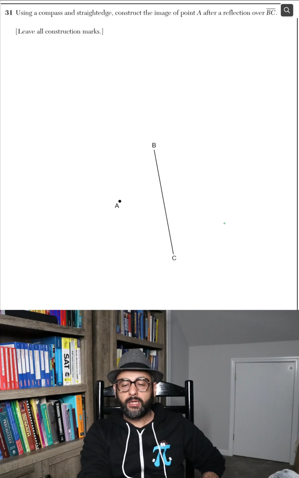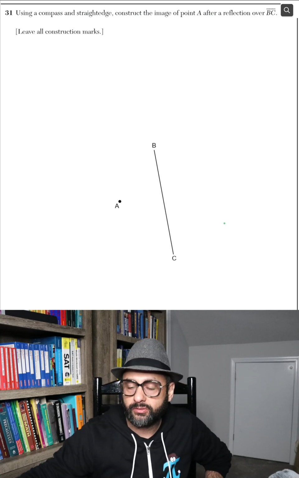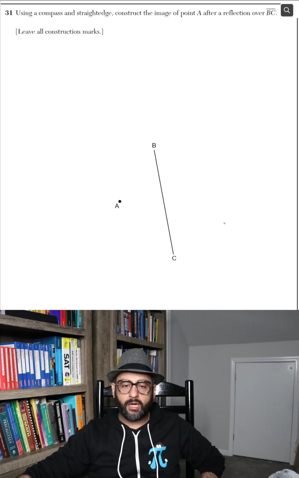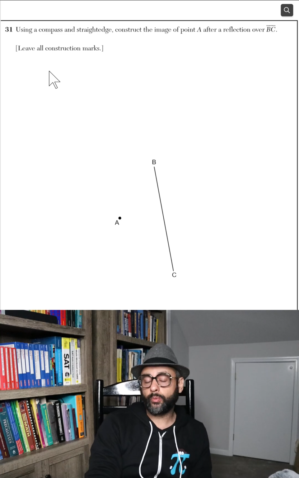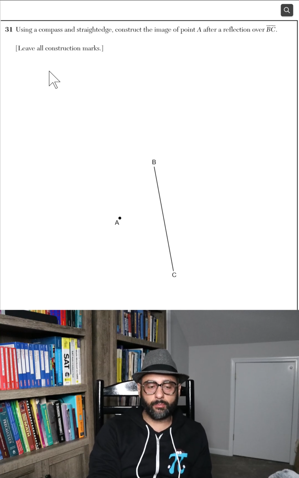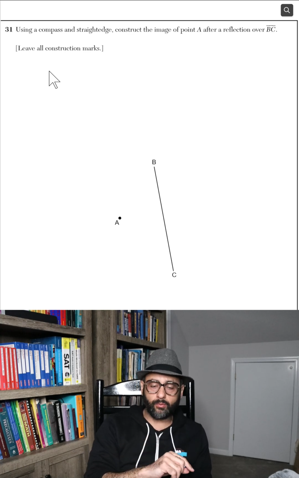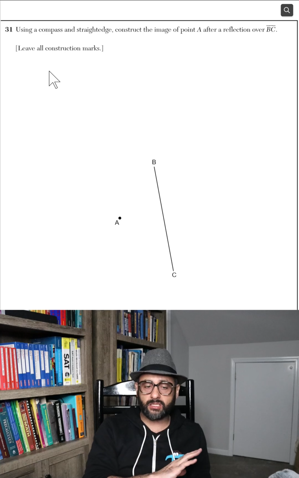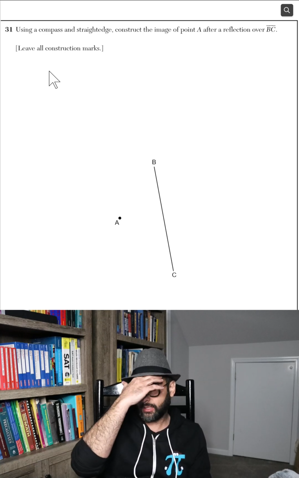Congratulations on that. Number 31, using a compass and straightedge, construct the image of point A after a reflection over BC. Leave all construction marks. Now, this is one that I always do electronically for the purpose of showing how to do the problem. But when I teach this, I actually teach this fully electronically. The last thing that I do is put a compass in a kid's hand.